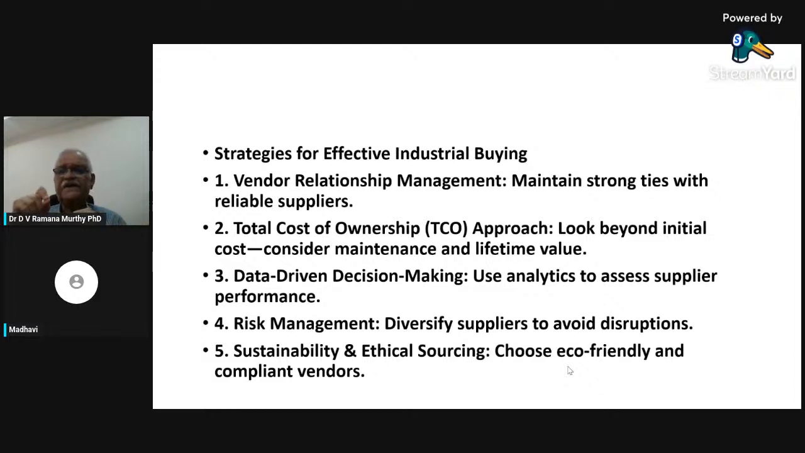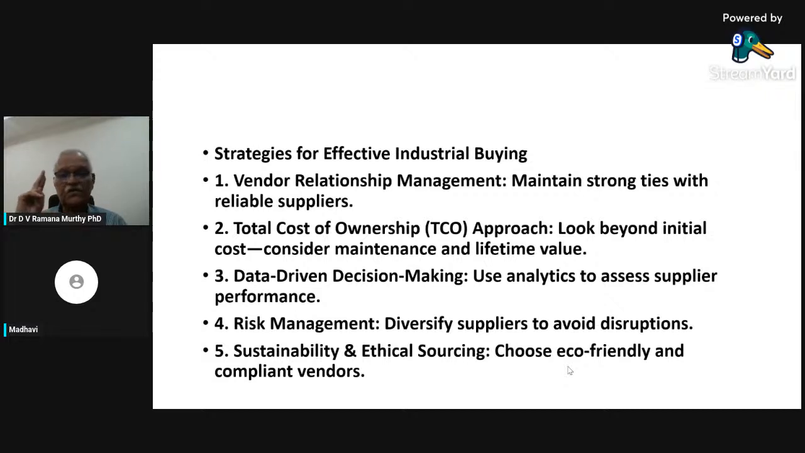If you want to maintain strong ties with reliable suppliers, only then will your manufacturing cycle not be disturbed. Otherwise, your manufacturing processes definitely get disturbed for want of supply. We have just seen in this example how Tesla is struggling a lot with quality semiconductor supplies. That's what it means. So vendor relationship management is the first strategy you have to adopt.